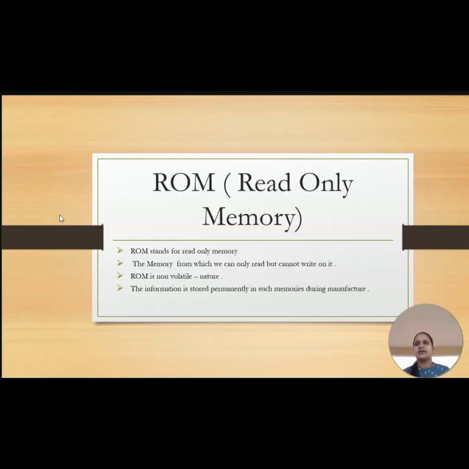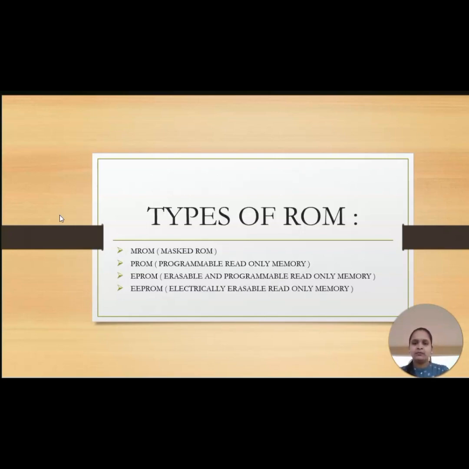The ROM is a read-only memory. It is memory which can only be read and cannot be written on. ROM is non-volatile in nature. The information is stored permanently in the memory during manufacture. The types of ROM are masked ROM, programmable read-only memory, erasable programmable read-only memory, and electrically erasable programmable read-only memory.